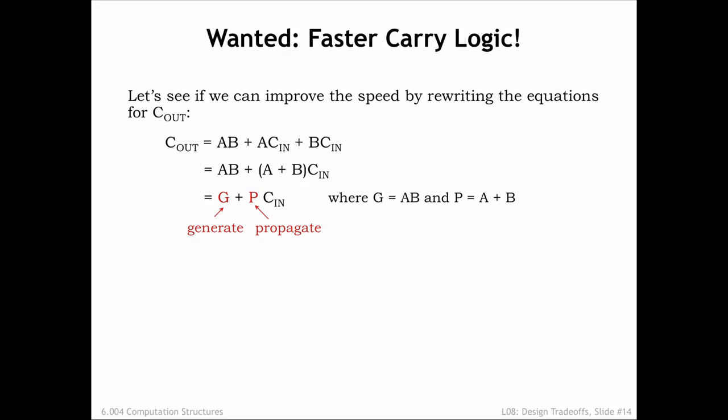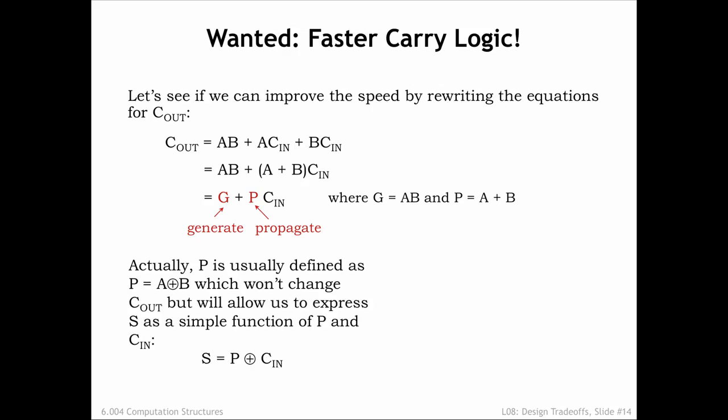We'll start by rewriting the equations for the carry out from the full adder module. The final form of the rewritten equation has two terms. The G, or generate term, is true when the inputs will cause the module to generate a carry out right away without having to wait for the carry in to arrive. The P, or propagate term, is true if the module will generate a carry out only if there's a carry in. So there are only two ways to get a carry out from the module. It's either generated by the current module or the carry in is propagated from the previous module.